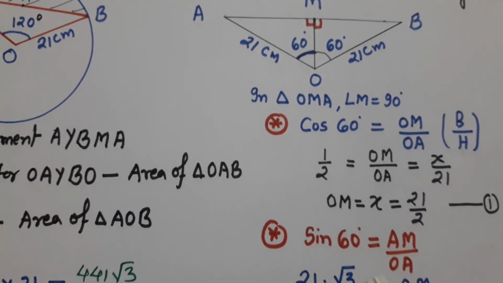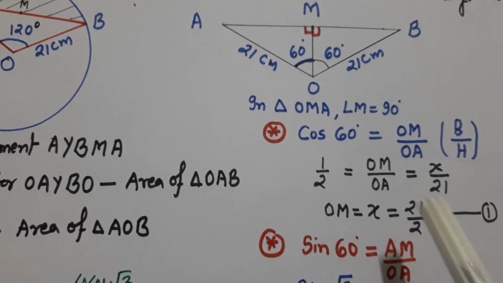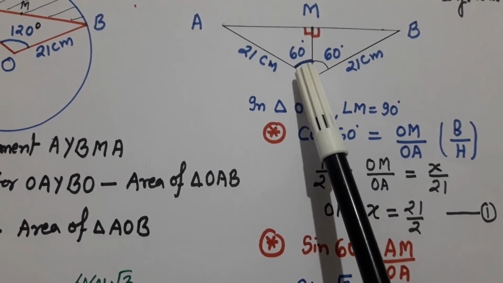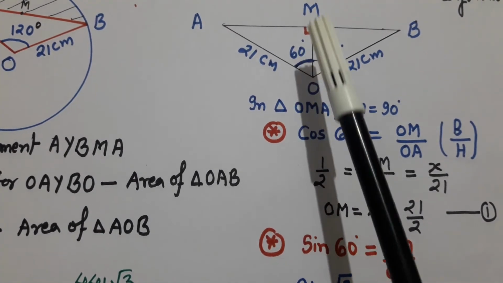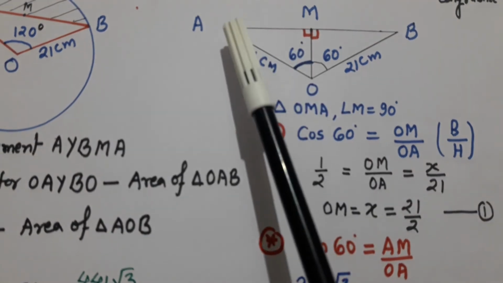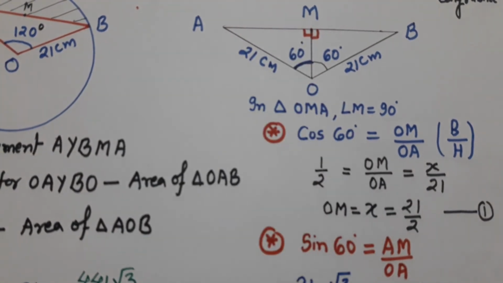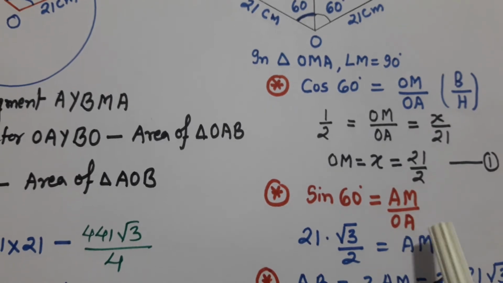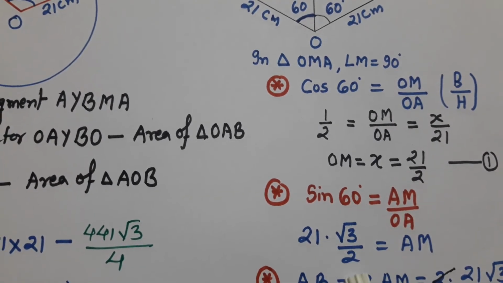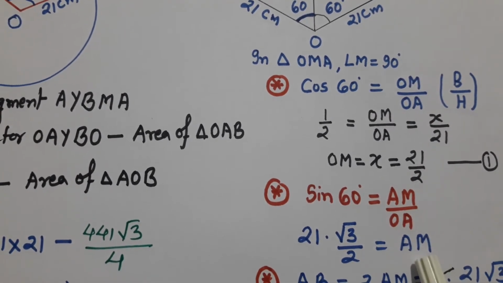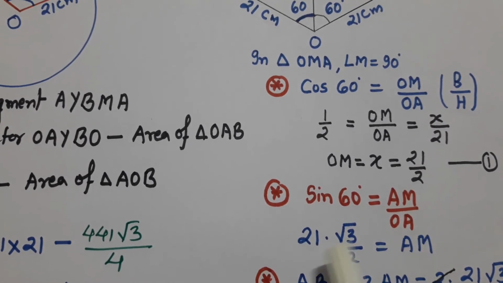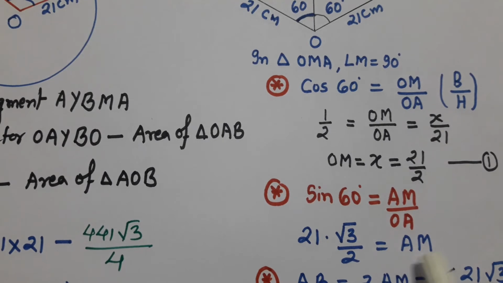Now we will apply sin 60. Sin 60 equals perpendicular upon hypotenuse, AM upon OA. Sin 60 is root 3 upon 2, and the value of OA is 21. Then AM equals 21 into root 3 upon 2.